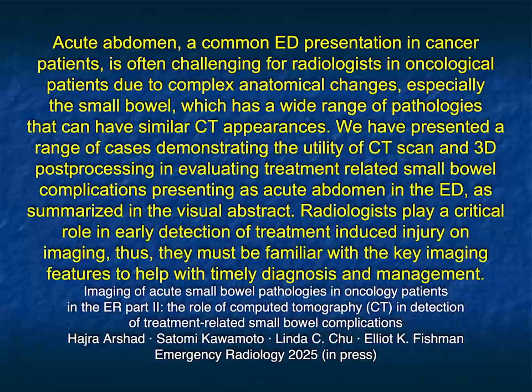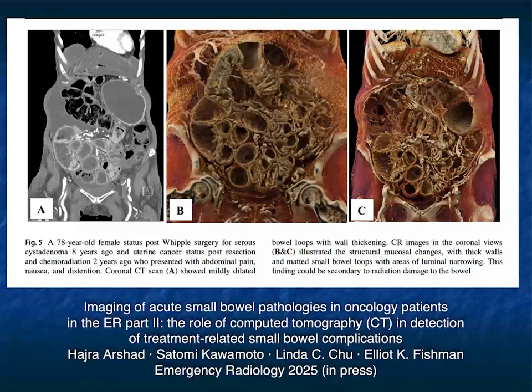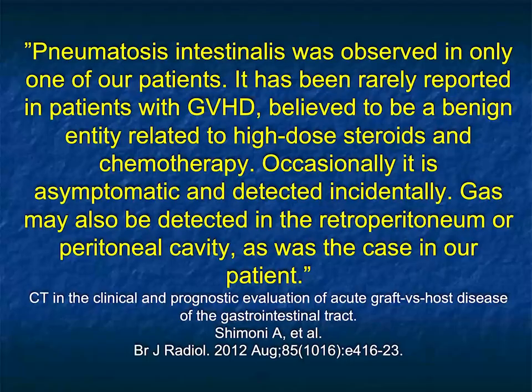Am I dealing with chemotherapy or radiation therapy or bone marrow transplant complications or other potential complications? Here's a patient post-Whipple's procedure for a serous cystadenoma and uterine cancer and radiation therapy. The patient now has thickened bowel with mucosal changes secondary to radiation therapy. Again, this was several years out from the radiation therapy.